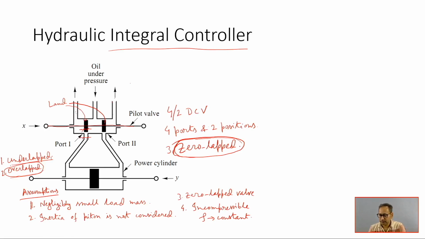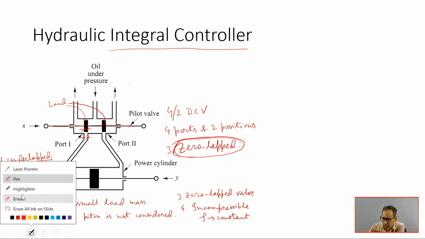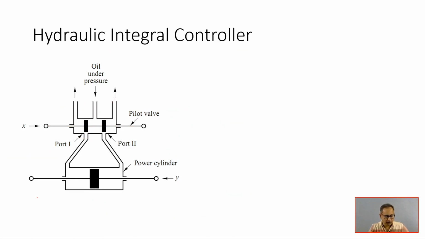Let me complete this one. So, how is it becoming an integral controller? Let us see that. See, this operation is that when we apply some displacement x to the spool of the piston, then this port 1 will be uncovered. So, it will be pushed in this direction. This port 1 will be uncovered, and this port 2 will also be, the whole thing will be shifted. So, let me show it in red. It will take this position.